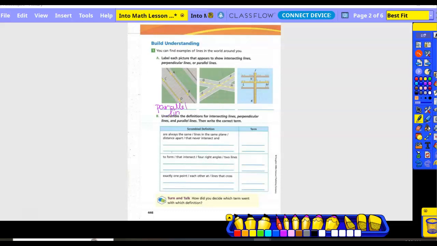And then in the next picture, okay, so we have these lines. Do they go across each other? Yes, they do. Do they form a right angle or do they form obtuse and acute angles? So then that means they're what type of lines? Intersecting.